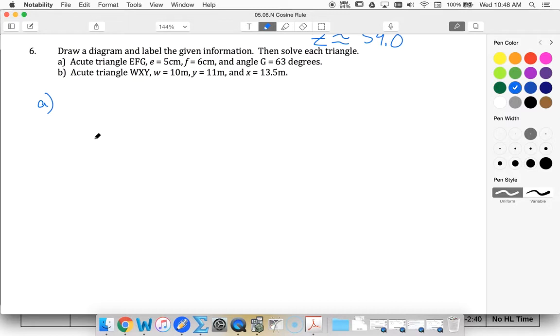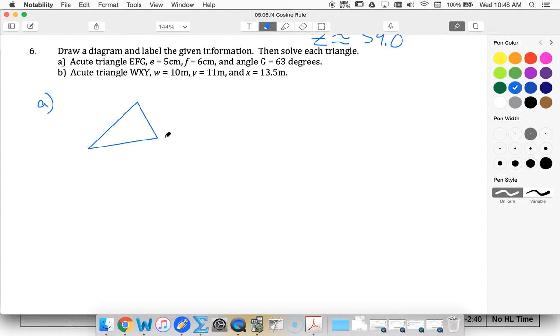So let's just make an acute triangle. An acute triangle, all the angles are going to be less than 90. And we know that we want to have the sides be different lengths. So I want to try and draw it with different length sides. So I'll do something like this.